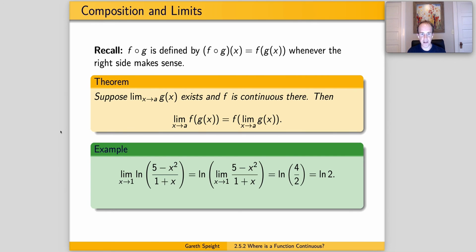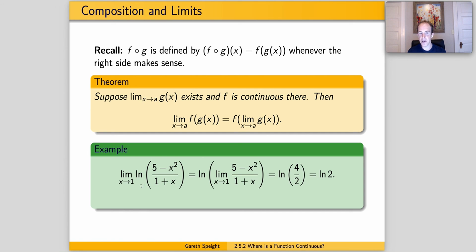Okay, so let's see a very simple example. Let's try to find the limit as x tends to 1 of the natural logarithm of (5 minus x squared) divided by (1 plus x). If I were to just think about the limit of the inside, the limit of (5 minus x squared) divided by (1 plus x), that's a rational function. 1 is in the domain. We can find the limit by substitution. It's just 4 over 2, which is 2.